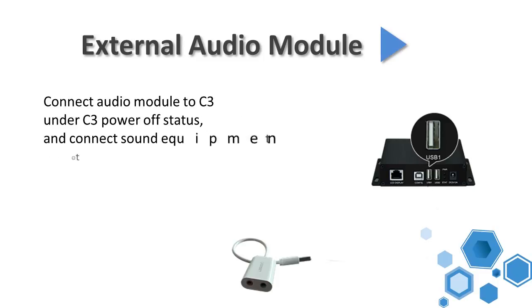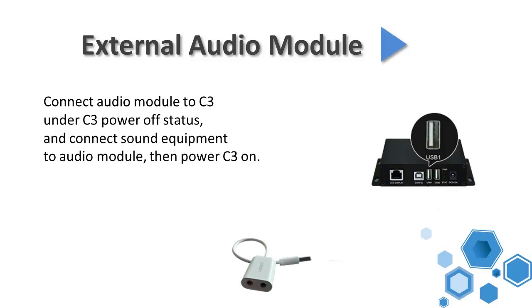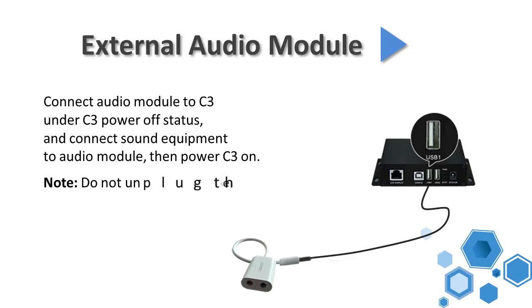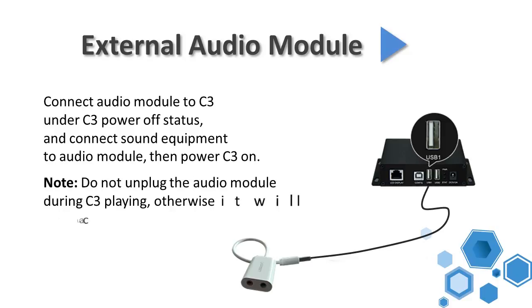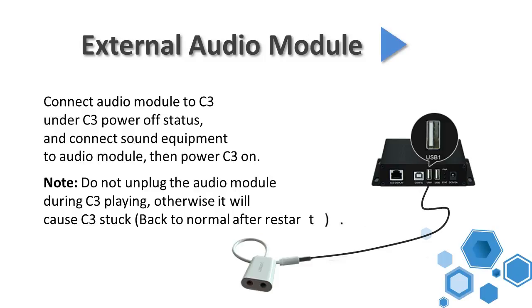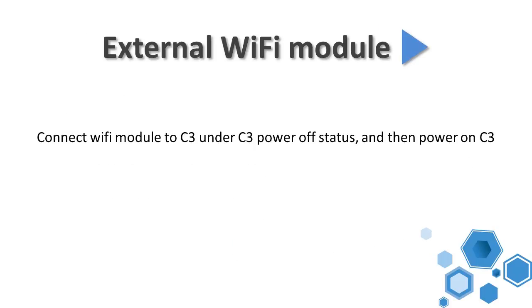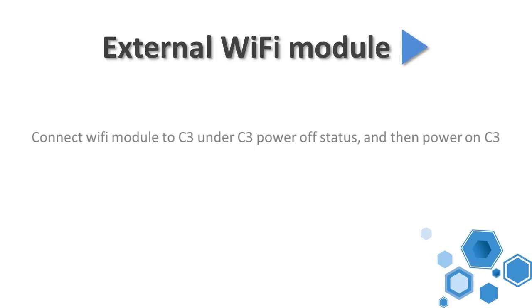Connect the audio module to C3 under C3 power-off status, and connect sound equipment to the audio module. Then power C3 on. Please note that you should not unplug the audio module during C3 playing, otherwise it will cause C3 to get stuck. Section 2. External Wi-Fi module.